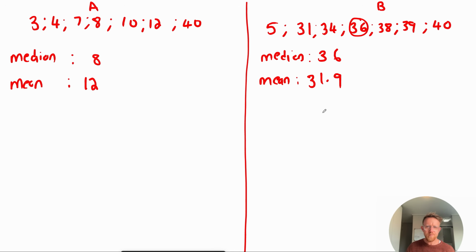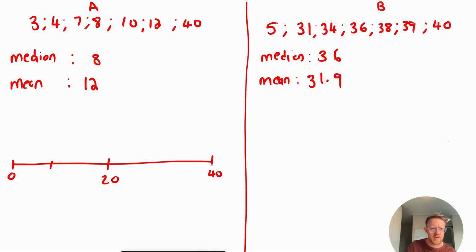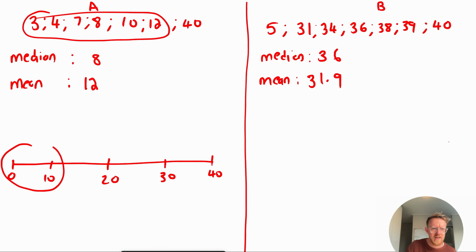Now, if we had to just visually look at what these numbers look like, if I had a ruler that goes from 0 up to 40, the halfway would be 20, and then this would be 10, and this would be 30. Can you see that most of these numbers are in this area here? So that's where most of the numbers are, and then we've got one number over there.